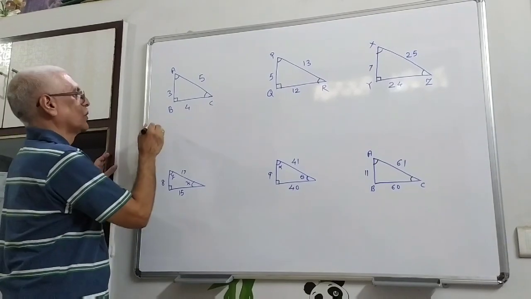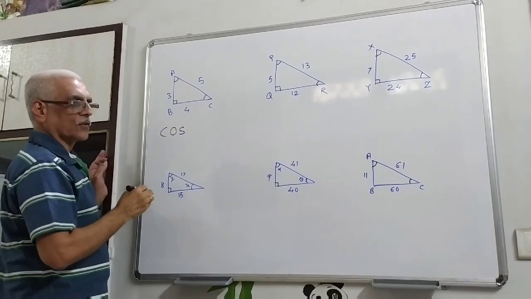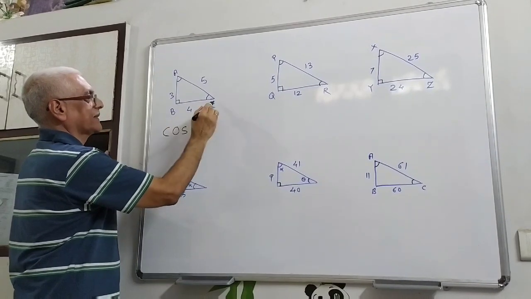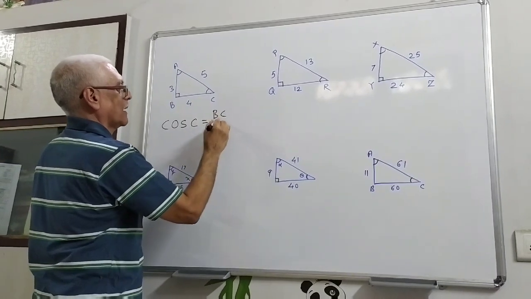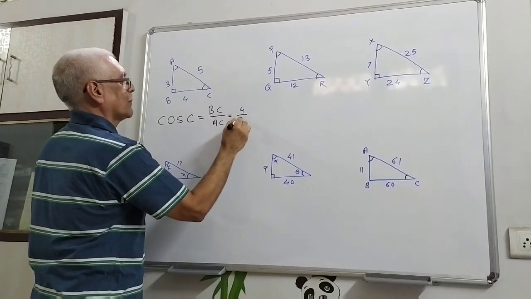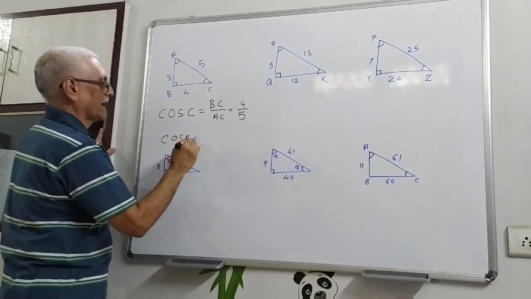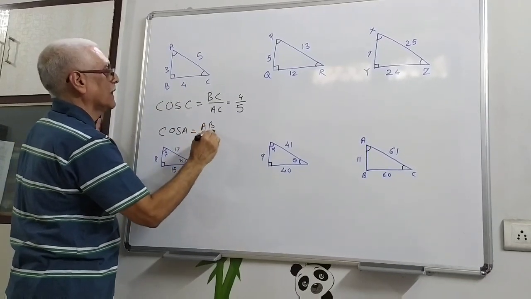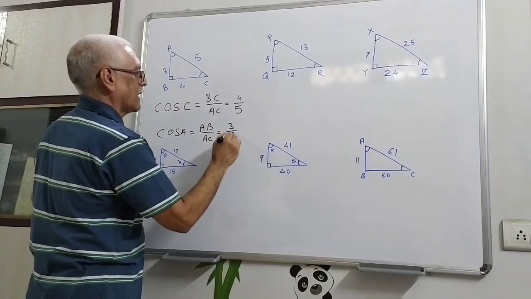Now we are seeing another ratio, that is cos. The full form is cosine, but for short form we are using cos. So cos of an angle C: cos means adjacent side upon hypotenuse. So adjacent to C is BC upon hypotenuse AC. BC is equal to 4 and hypotenuse is 5. If you want cos of A, the side adjacent to A is AB upon hypotenuse AC. So AB is 3 and hypotenuse is 5.